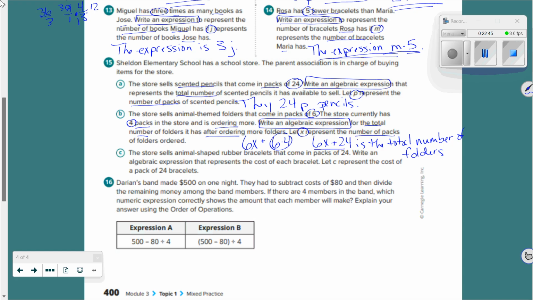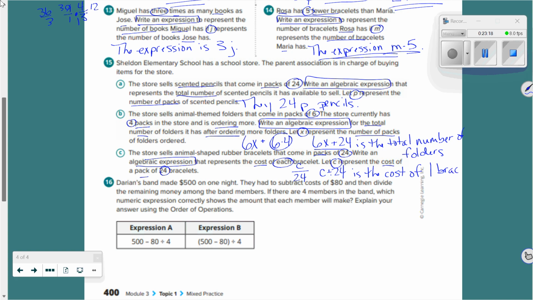The store sells diamond-shaped rubber bracelets in a family pack of 24. Write an algebraic expression that represents the cost of each bracelet. So C is the cost of a pack of 24. If I want the cost of 1, I need to take the cost for the pack and divide it by 24 because there are 24 bracelets in it. You can either write it as a fraction or using the division sign, and that is the cost of 1 bracelet.